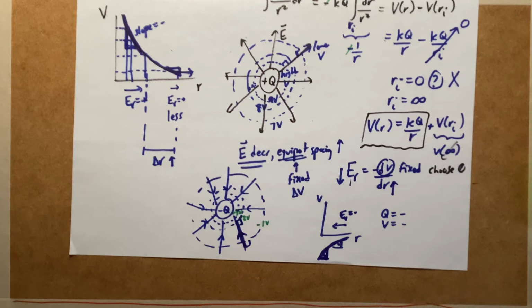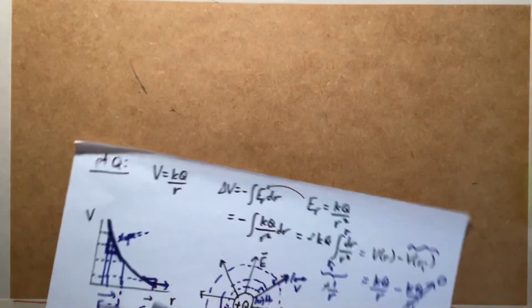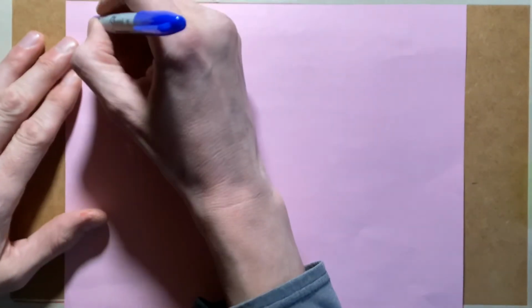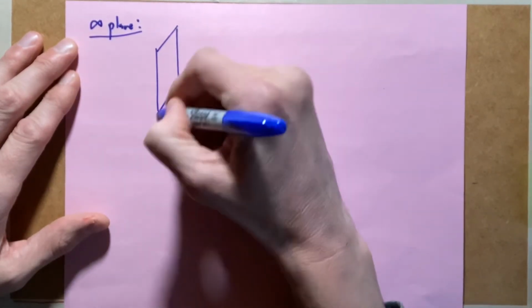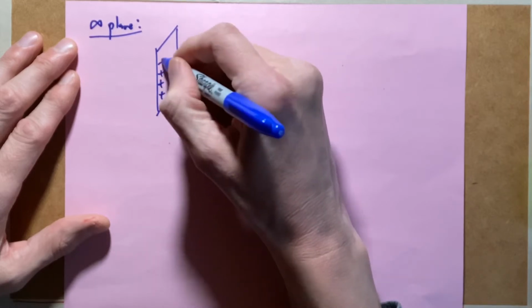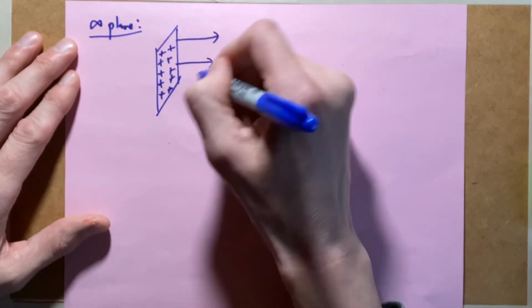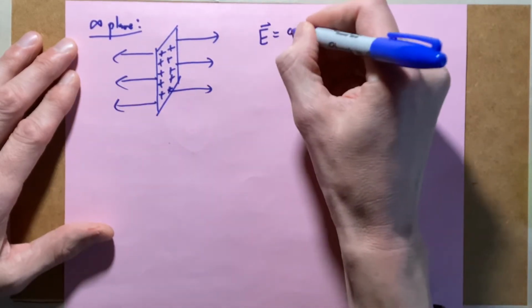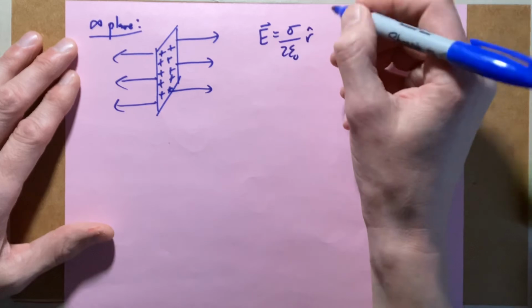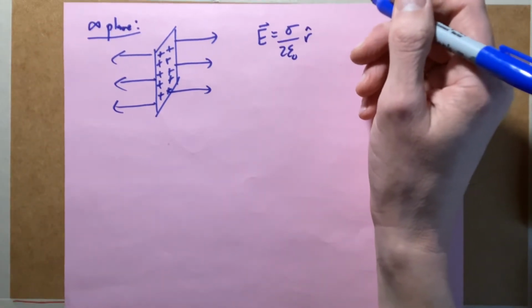What we now have to do is use these same techniques to get to other charge distributions. The first of which I'll do is the infinite plane. So the infinite plane of charge, which we learned about in the last homework, the electric field points radially away and it's uniform. The electric field is sigma over 2 epsilon naught radially from the plane.